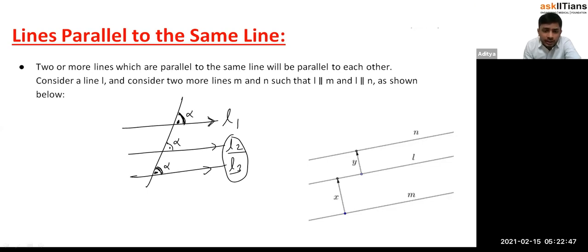Now observe that for these two lines L2 and L3 being cut by a transversal, their pair of corresponding angles are equal because both of them are alpha, right? So since they are equal, by the converse of the axiom, we can say that whenever two lines are cut by a transversal and corresponding pairs of angles are equal, then the lines will be parallel to each other. Hence we can conclude that L2 and L3 will be parallel to each other. And of course, this will hold for any number of lines. Here I have just taken 3 lines, okay?